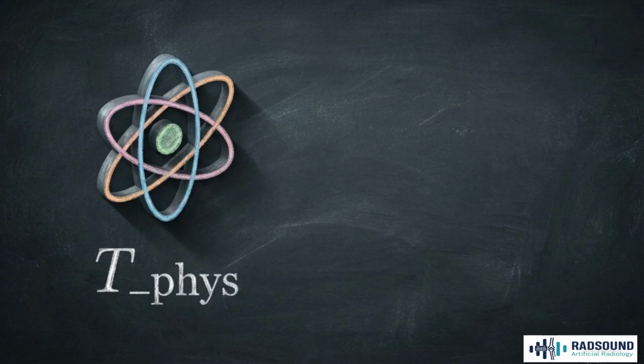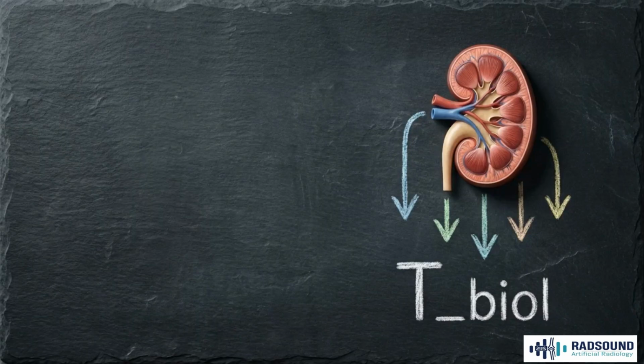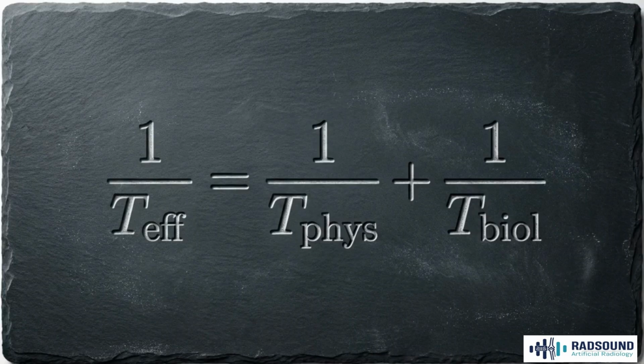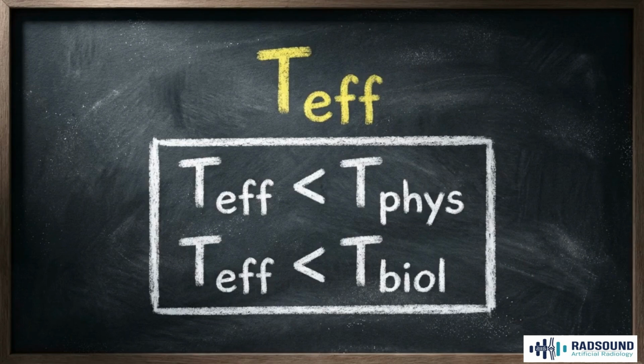In a clinical setting, activity drops via 2 independent processes. The physical half-life is a fixed property of the isotope. The biological half-life is the time for the body to excrete the tracer. We combine these to find the effective half-life. Because these processes act in parallel, their rates add together. This means the effective half-life is always shorter than either individual component.